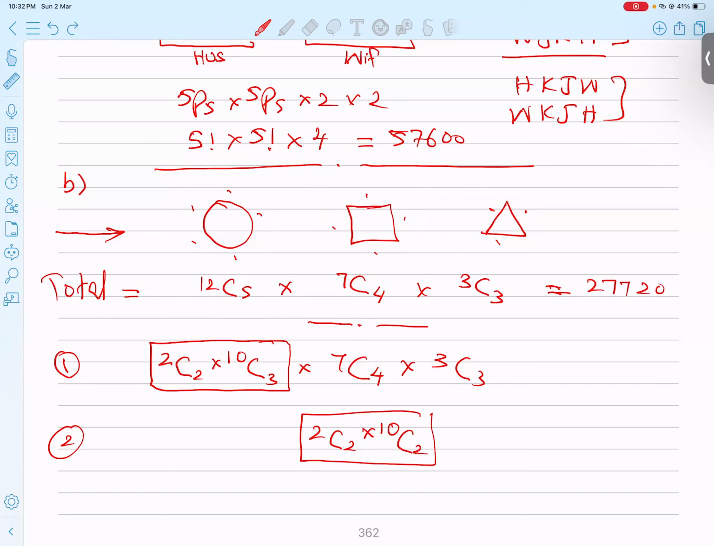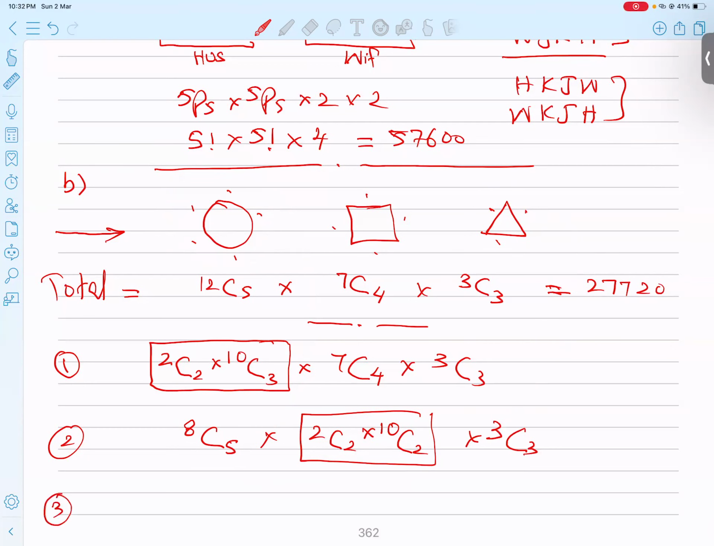Now 2 plus 2, 4 gone. Out of 12, 4 gone, 8 left. So 8 people come here and 5 chairs are available for them. Now out of 8, 5 gone, 3 left. And 3 people will sit around these 3 places. I think the point is clear.